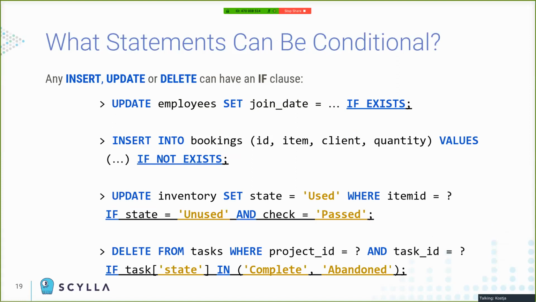So what statements can be conditional? Every single mutational statement can be conditional: insert, update, or delete. There are some handy shortcuts for checks whether a row does exist or does not exist. So you can insert something if it doesn't exist, or delete something only if it does exist. In this case, you avoid the eventual consistency sort of artifact when you delete a record and it's resurrected because the timestamp of your deletion is actually older than the timestamp of a concurrent update.